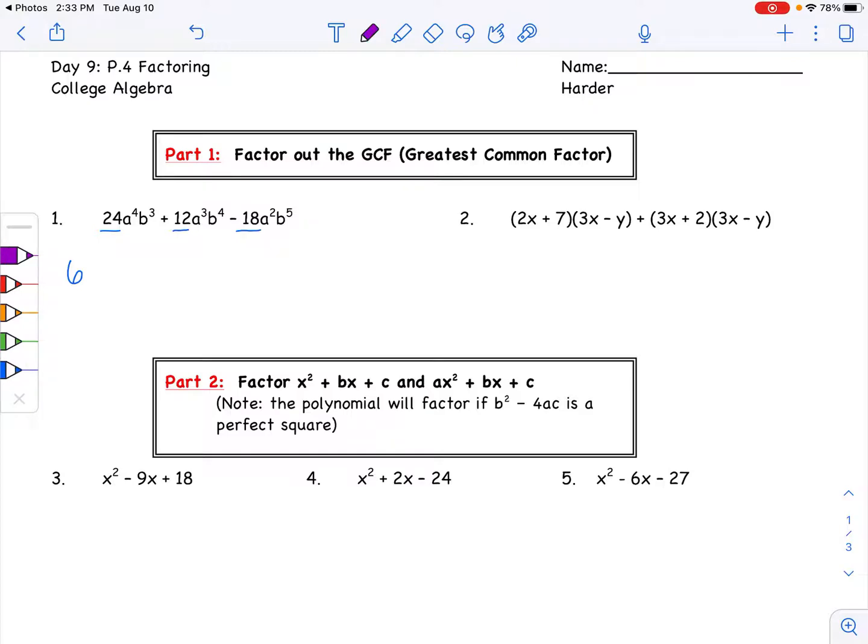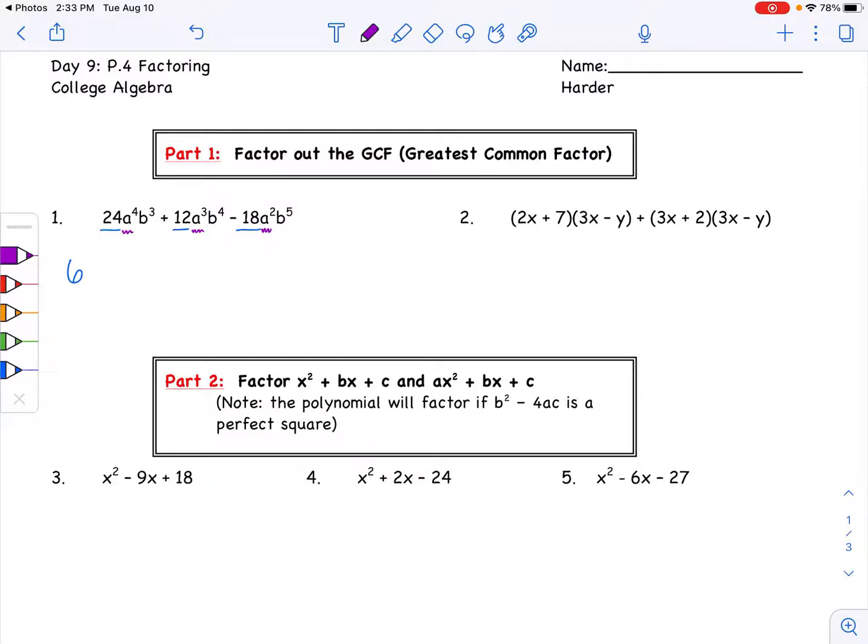Next, I'm going to look at my a values. I have a to the fourth, a cubed, a to the second. The greatest amount of a's I can take out is 2, because the last term only has a squared. So a squared is the greatest common factor between my a terms.